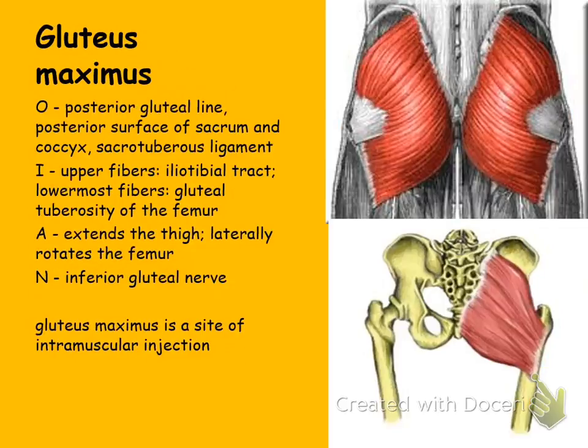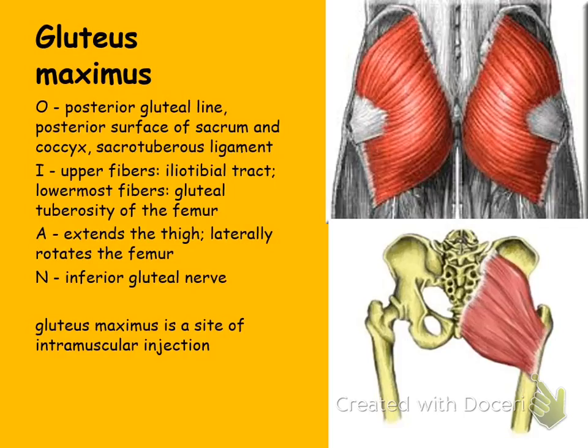Gluteus maximus, this is the butt muscle, right? Its origin is on the posterior gluteal line. Remember that on the iliac crest, we had three different lines. It goes down the surface of the sacrum, down to the coccyx, the sacrotuberous ligament, all the way down to the bottom, kind of the back of the leg almost.